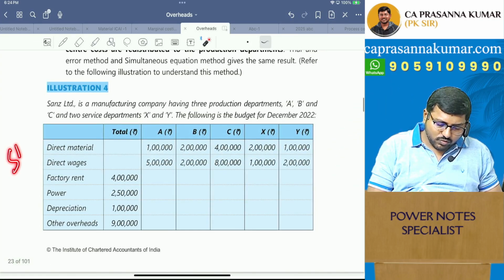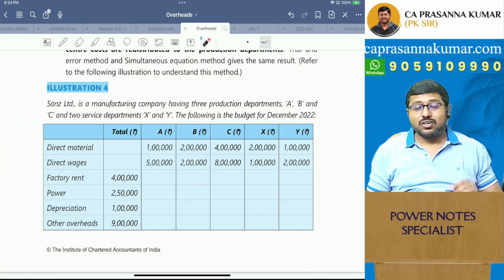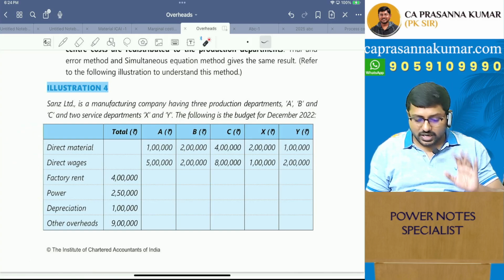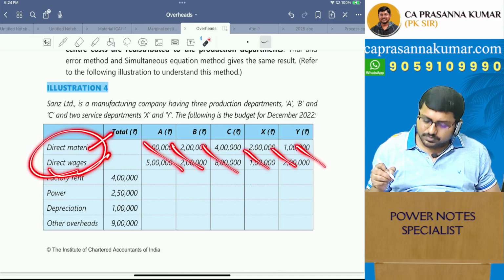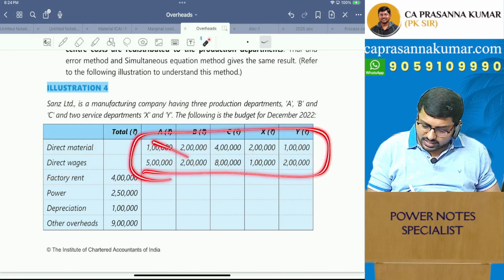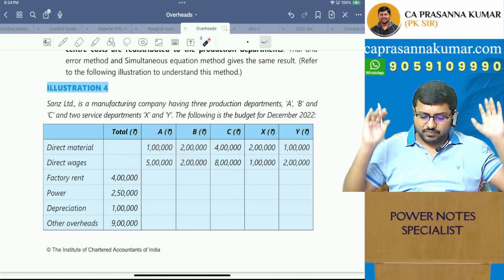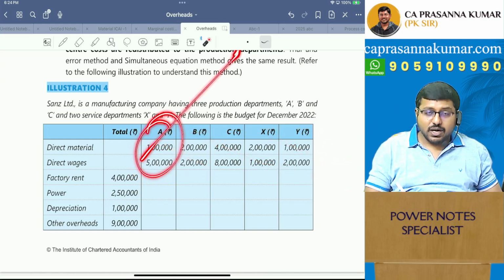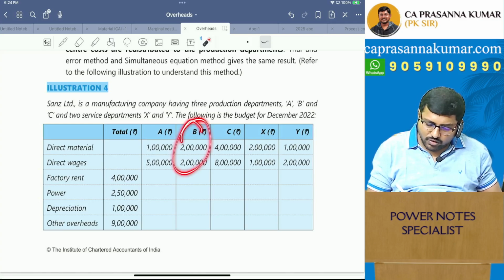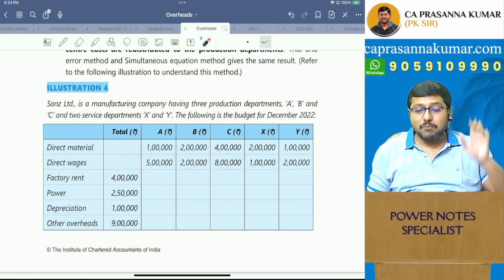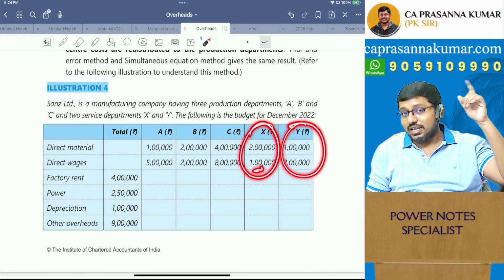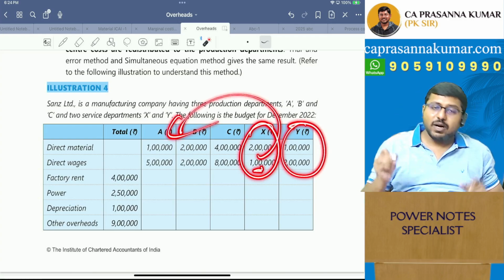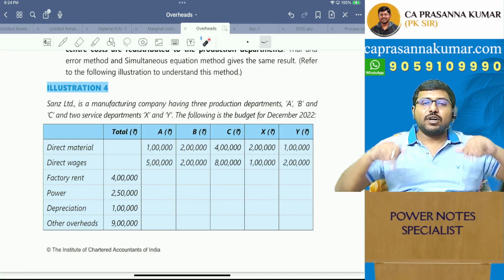Most of the students make this mistake: sir, we are discussing a chapter called overheads, so why did he give direct material and direct wages? It is irrelevant, sir. So they will ignore this completely. Wrong. Direct material of production department is direct material for the company. But direct material of service department is direct for the service department, but for the production department, it is indirect. So it is indirect for the company as well.